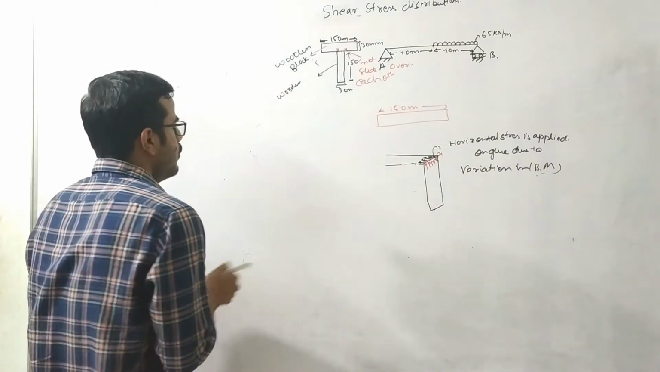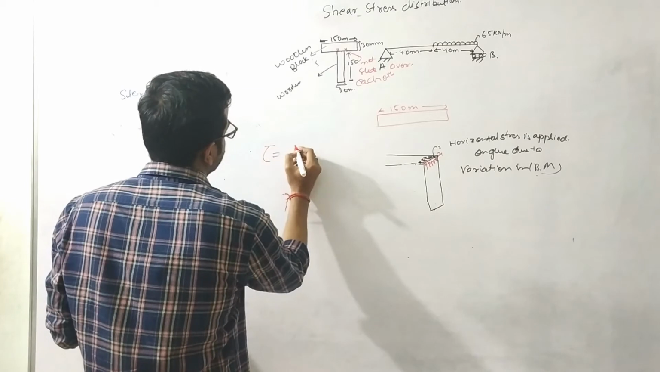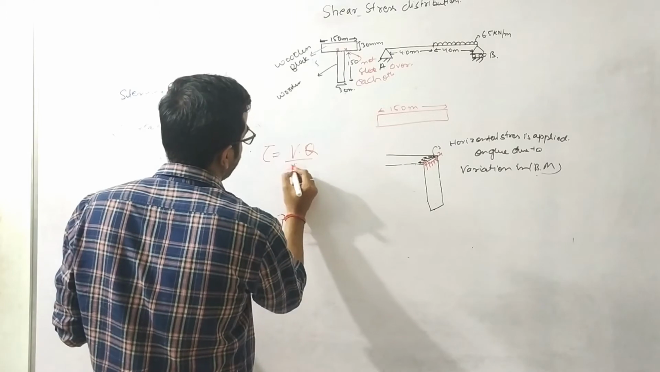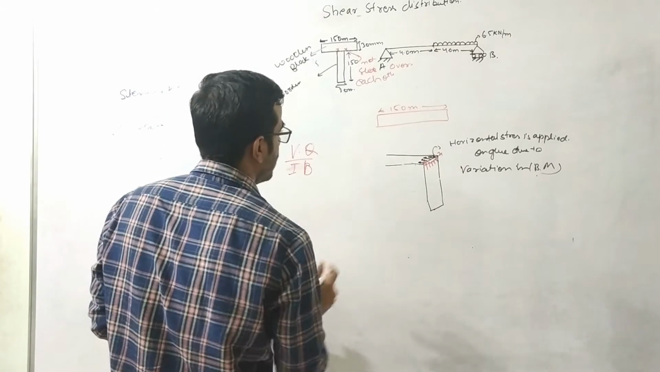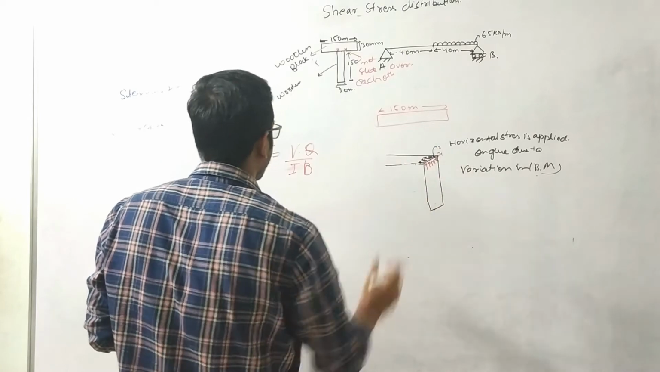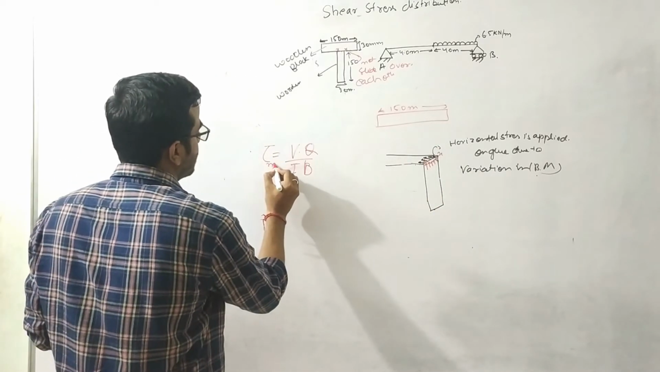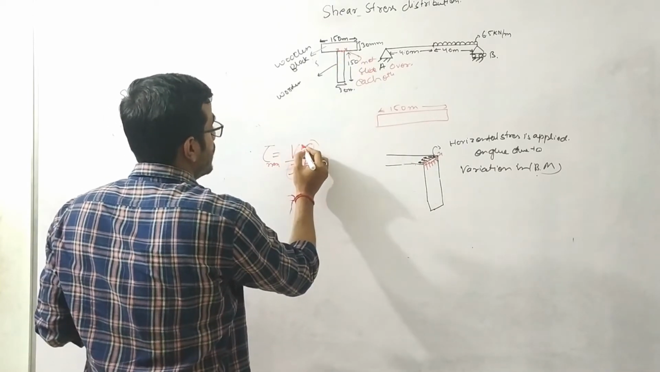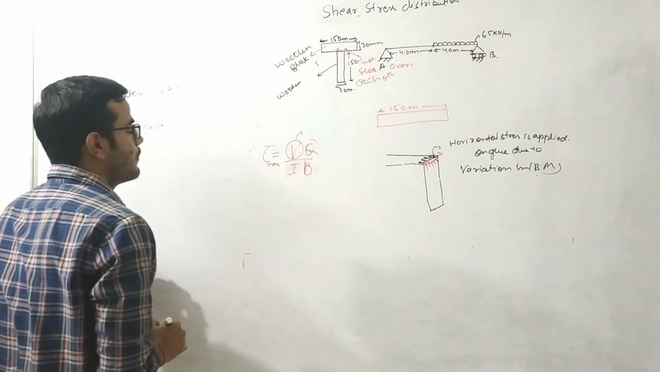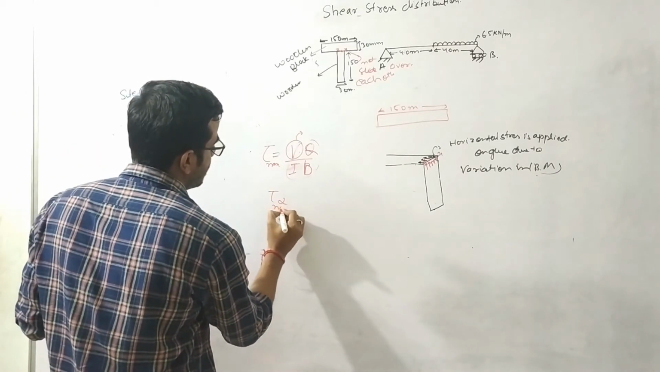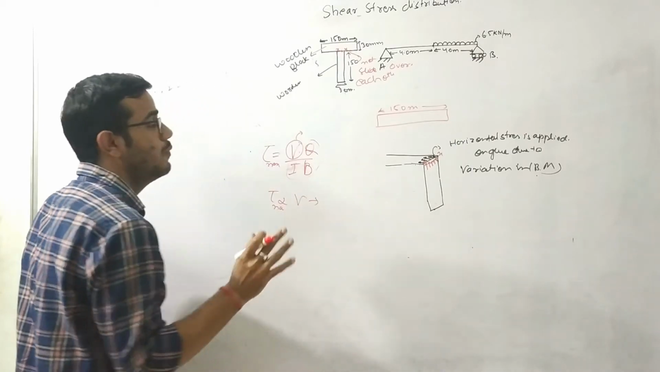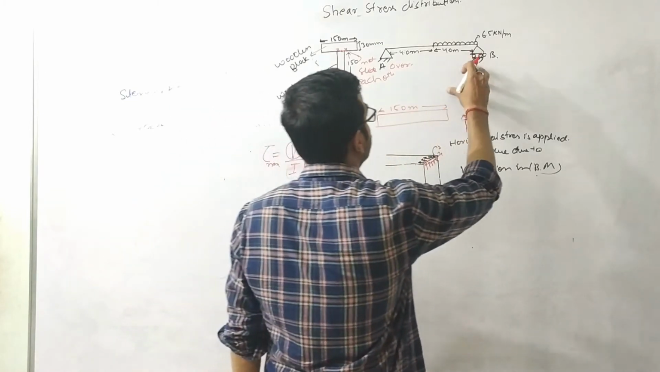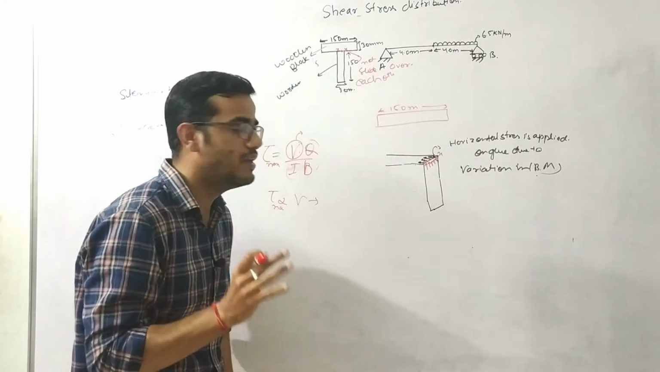As per the formula, tau equals V into Q over I into B, where B is basically the width. Width is fixed. I have to calculate at this location, so all these terms are constant and only V is variable. So my tau max is directly proportional to V. I need to calculate where the maximum shear force will occur in the beam. At that location, my shear stress will be maximum.